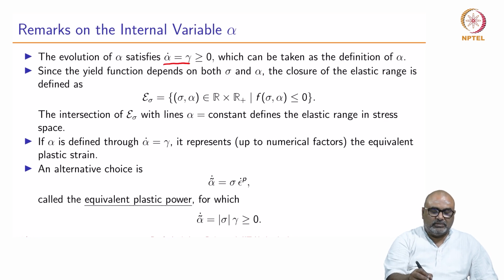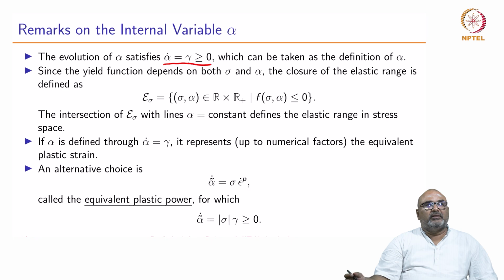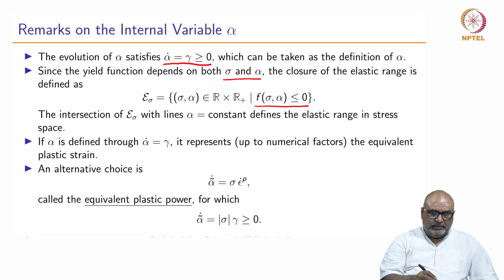So, following are the remarks on the internal variable α, which is used to define the isotropic hardening. α dot is equal to γ, which is greater than or equal to 0. Since the yield function depends upon both the stress and α, the closure of the elastic range is defined such that f(σ, α) is less than or equal to 0. The intersection of the elastic range with lines α equal to constant defines the elastic range in the stress space. If α is defined through α dot equal to γ, it represents the equivalent plastic strain.